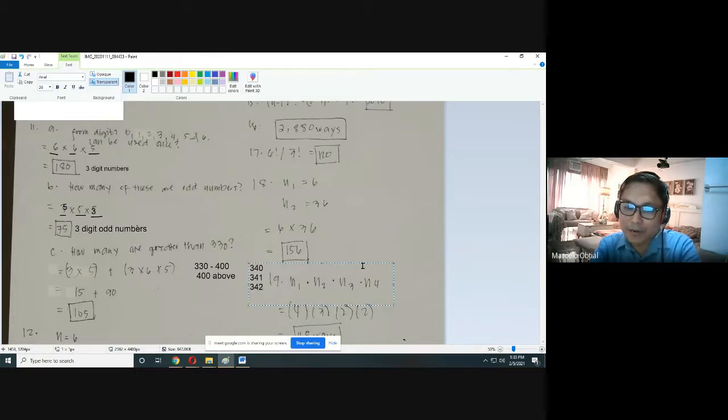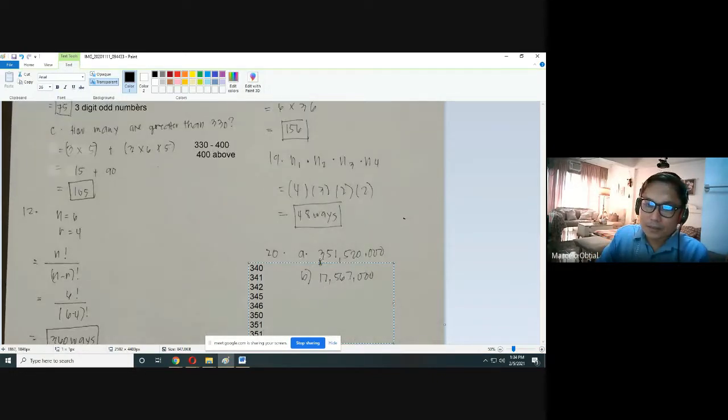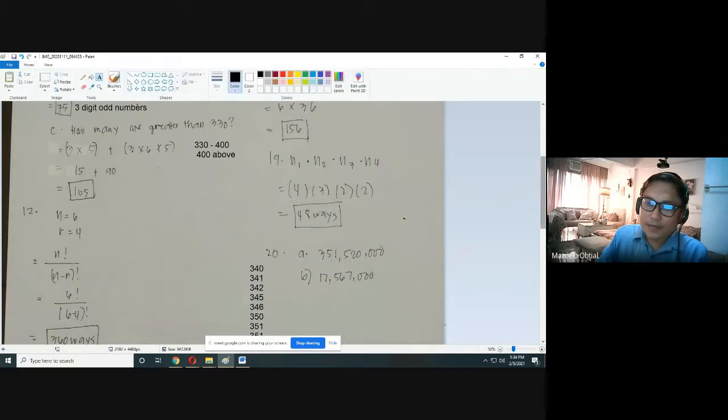342. Marami tayong oras, no? 343. Bawal. Kasi mag-repeat ang 3. Okay? 344. Bawal. Mag-repeat ang 4. 345. Okay? Eh, pwede, no? 346. Pwede. 347, wala nang given 7. Bawal. 348, bawal. 349, bawal. Walang 9. Okay? Next, 350. 352. Okay? Wala na to. Kailan na tayo?